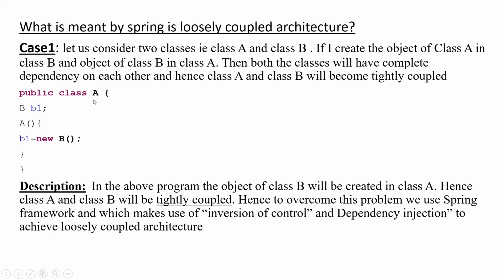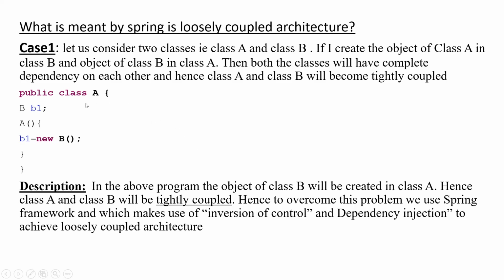Let us say you have a class A here, and let us assume there is a class B also. In class A, I have created an object of B. In class B, similarly, let us assume there is an object of A. Without class A, your class B cannot be operated, and without class B, your class A cannot be operated. That means class A and class B have a complete dependency on each other. That's why we call class A and class B tightly coupled.